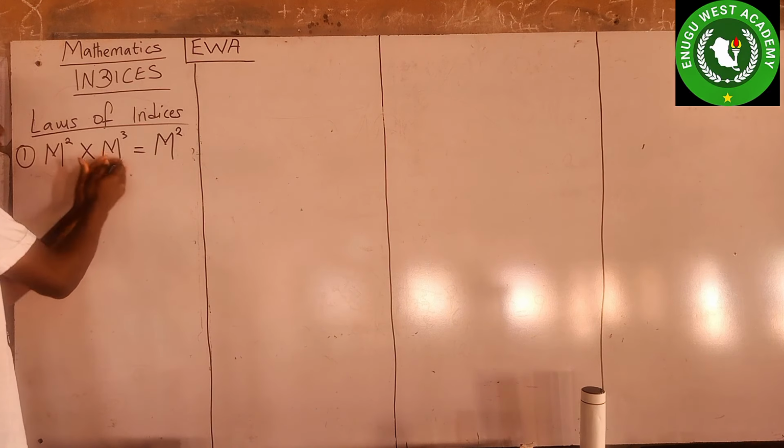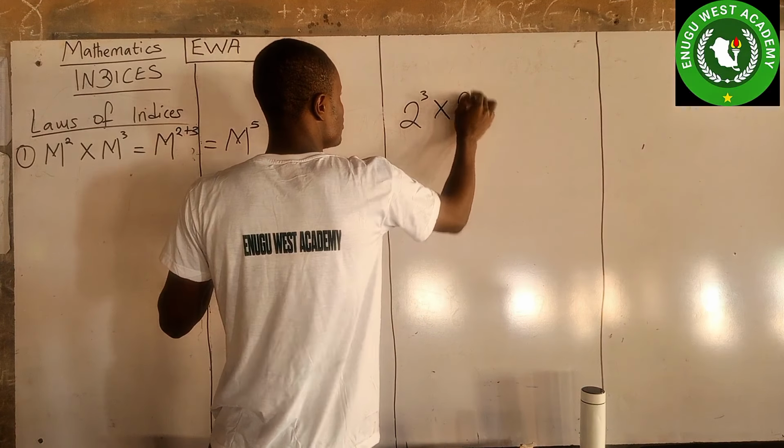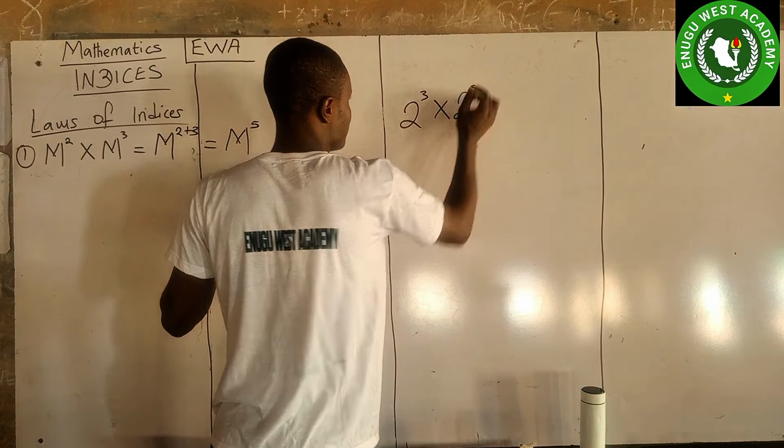Look at this also. If I have 2 raised to power 3 times 2 raised to power 5, this will be equal to, since I have 2 and 2, you pick one 2. Now what is the power? We have power 3 as the first thing. The multiplication sign will change to addition, but the addition only works on the powers, then plus 5. So this will give us 2 raised to power 8.